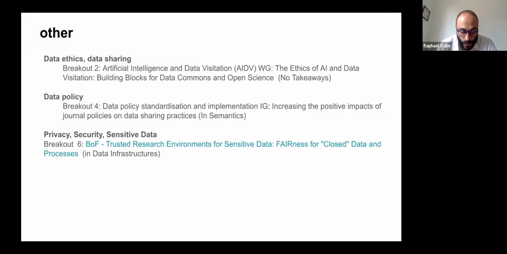Next, we had some sessions that didn't quite fit any of the pathways, or the groups didn't point to the pathways that seem to better describe them. So we had the artificial intelligence and data visualization working group. We also had, in those, discussions on data ethics and data sharing. We also had another one on data policy. And there was also the trusted research environment for sensitive data that has been reported in the data infrastructure pathway.